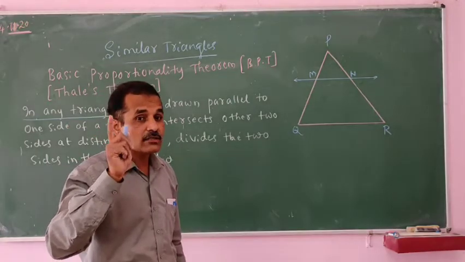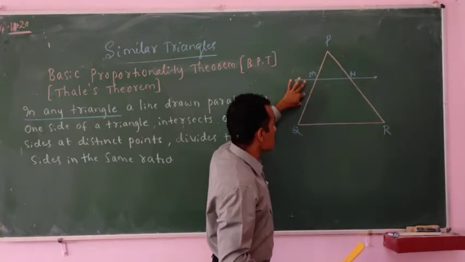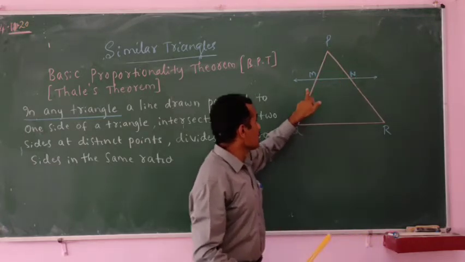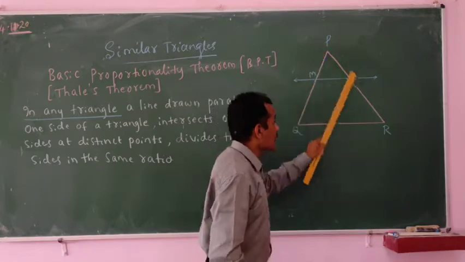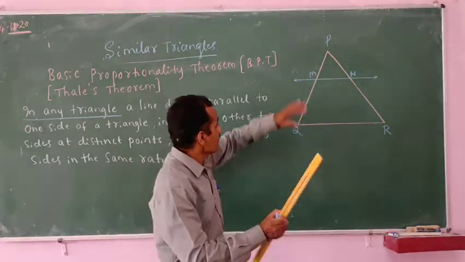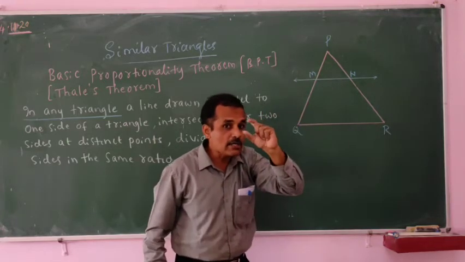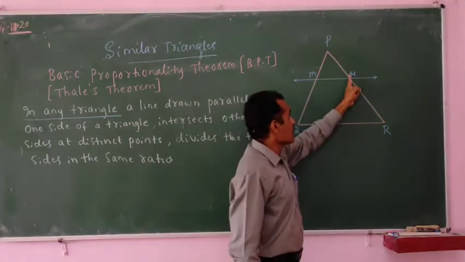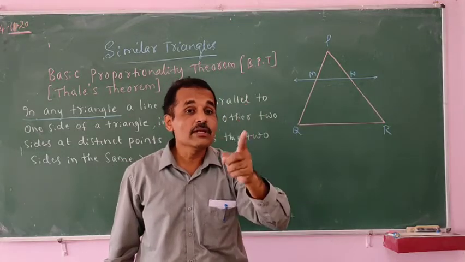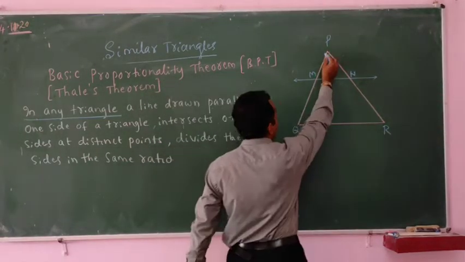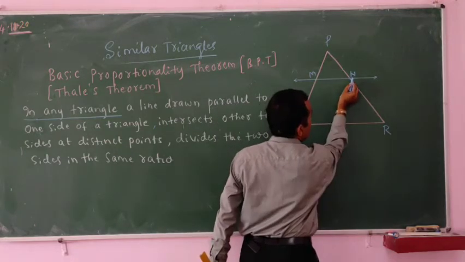Nothing is equal, my dear children. This is not equal to this, this is not equal to this. Nothing is equal. But they say this line divides the two sides in the same ratio. That means PM and MQ, on dividing these two, whatever answer you get, the same answer you get on dividing these. Don't get confused. Nothing will be equal, only they are proportional. That means PM divided by MQ is equal to PN divided by NR.